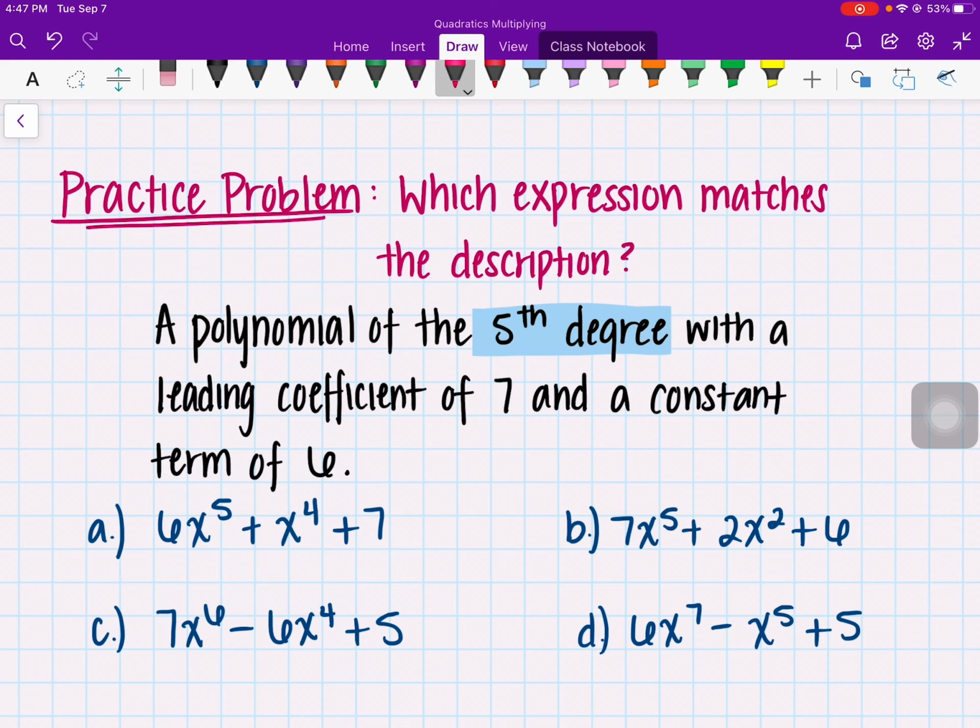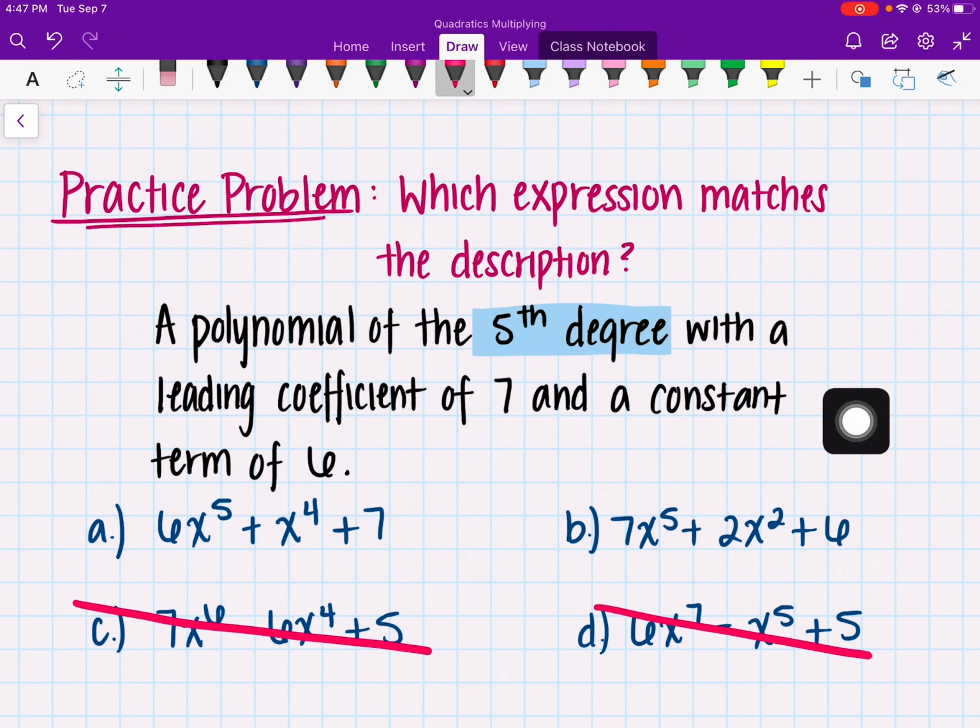In this case, I'm actually going to go ahead and cross this one out and cross this one out because this has a highest degree of 7, highest degree of 6. So we're down to these two. It says with the leading coefficient of 7. Leading coefficient in this case, guys, talks about the number in front of the highest exponent. This is my highest exponent. The number in front is a 6. So that's not true. If I take a look at this one here, the highest exponent is a 5. Leading coefficient is 7. So I'm actually going to go ahead and discard this one.